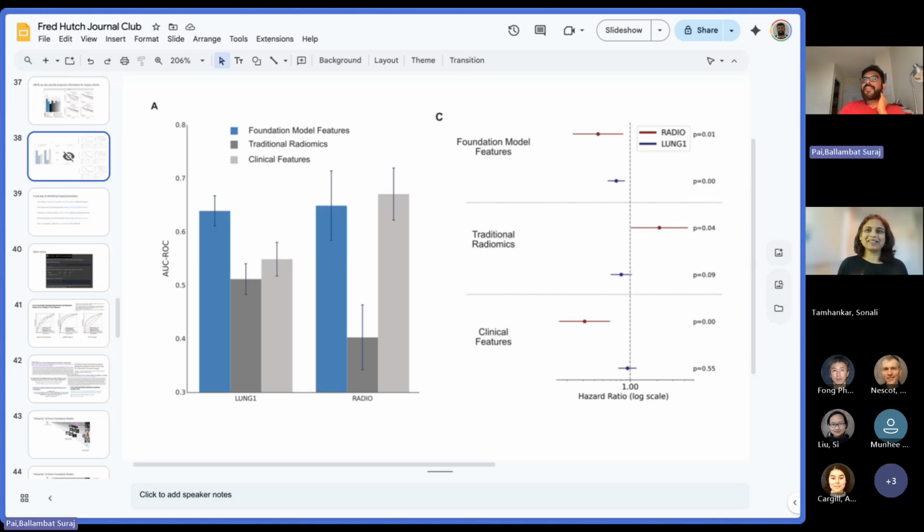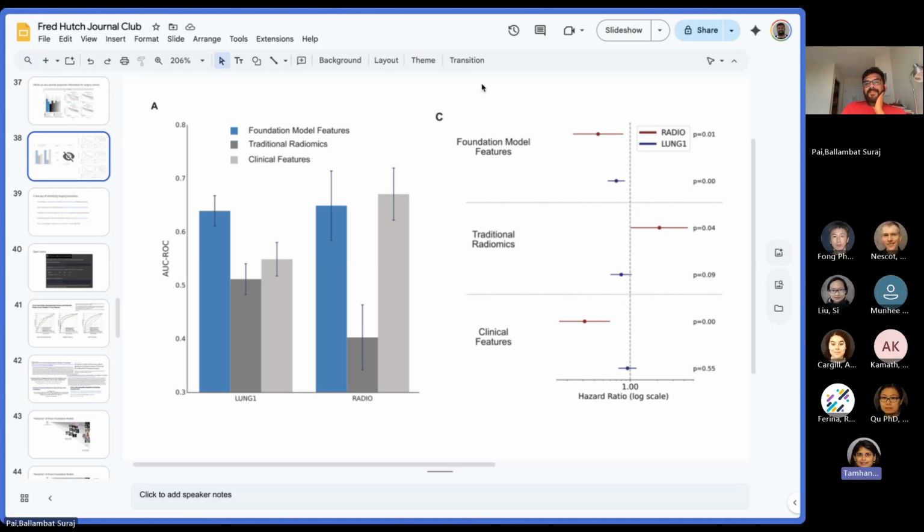Sonali, I think your voice is missing again. I don't know if it's just for me actually. But no, I think it's my laptop. Is this any better? Yeah, I can hear you now. Yes. I want to turn off my camera because I need to get really close to the microphone.